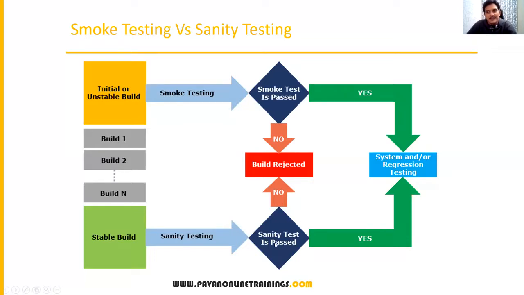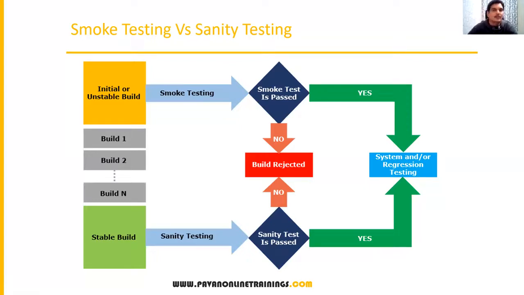If it is passed, then again we'll conduct the rest of the system testing and regression testing. If it has failed, then again we reject the build. In both cases, if either smoke testing or sanity testing has failed, we reject the build. We don't accept the build. Again, the developer will provide another build and we will continue with the testing.